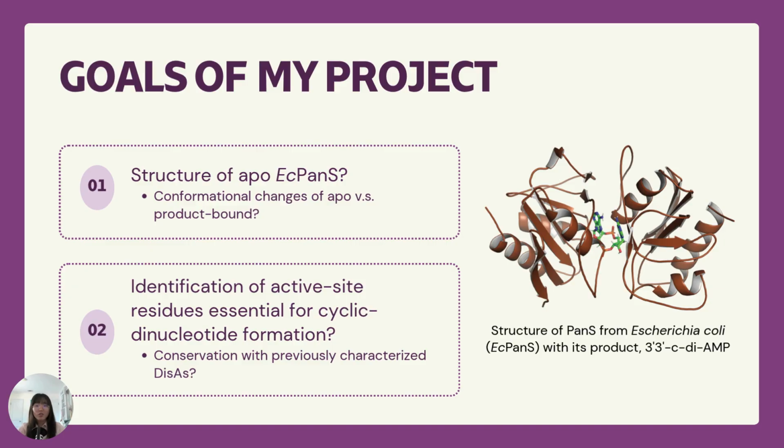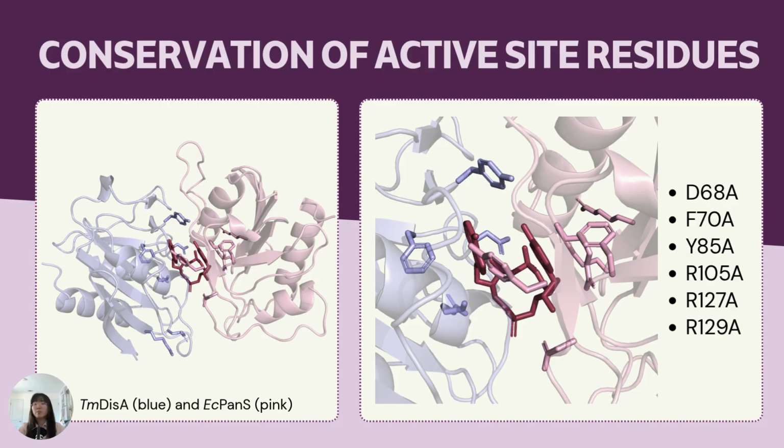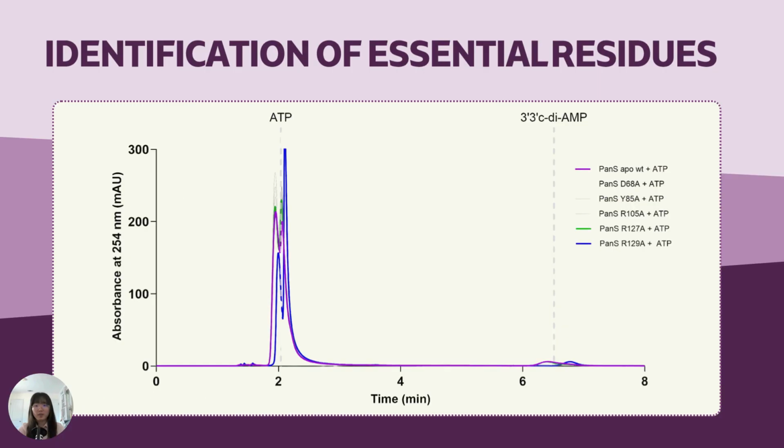First, I aim to solve the apo crystal structure to understand the conformational changes that occur during product formation. Second, I aim to identify key residues required for catalysis. By comparing Pan-S with previously characterized DisAs, we identified a set of potentially conserved active site residues, which we mutated to alanine. Using high-performance liquid chromatography assays, we found that Pan-S activity depends on residues D68, Y85, and R105, as these mutations abolish cyclic dinucleotide synthesis.